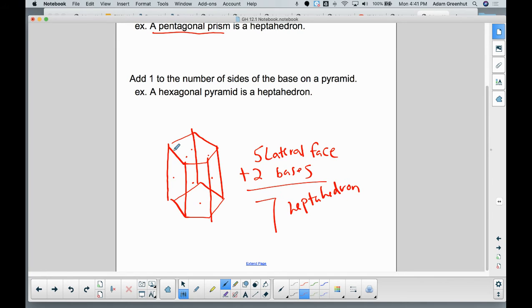The quick way of doing that was thinking, since the bases are pentagons, that means there's 5 lateral faces. And then I have to add 2 because it's a prism, because there's 2 bases. For a pyramid, I do the same thing, except there's only 1 base.